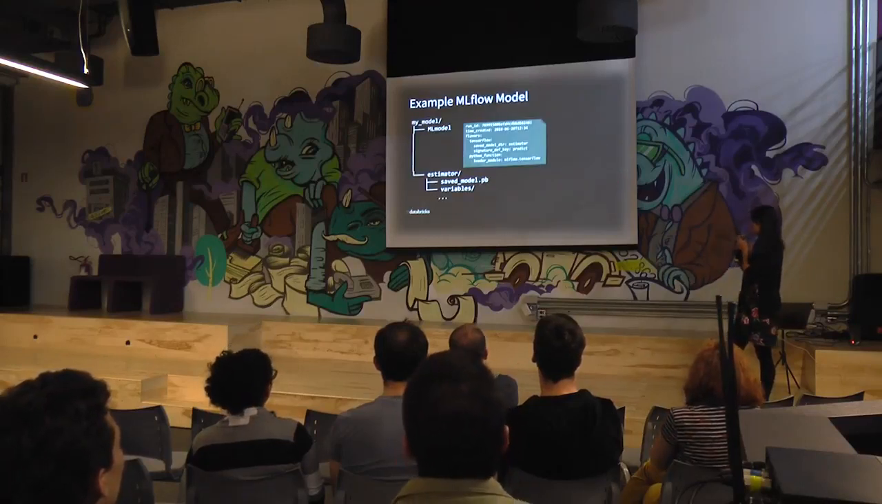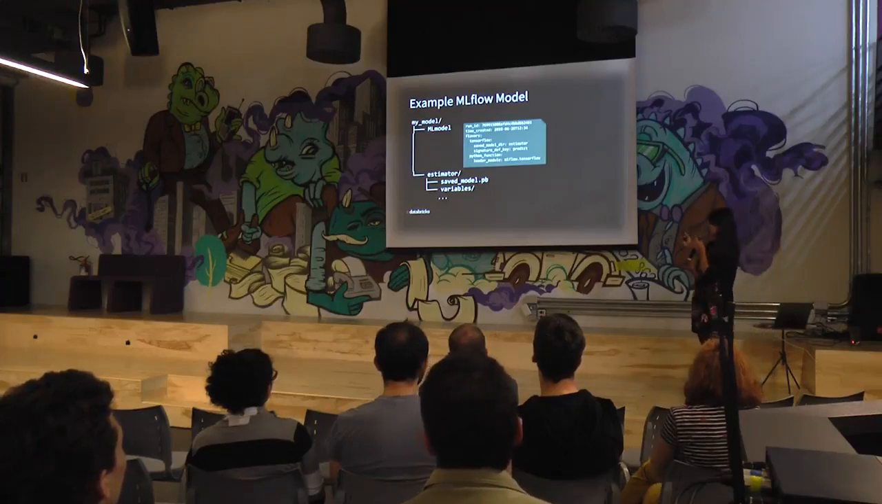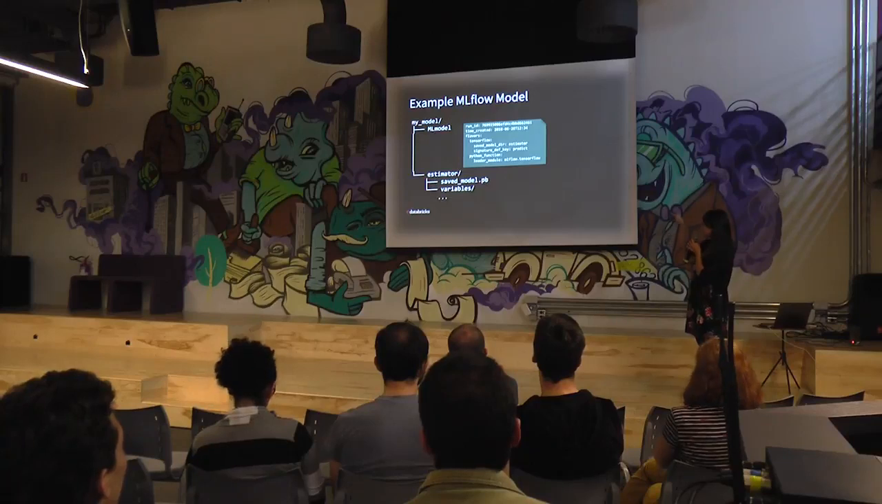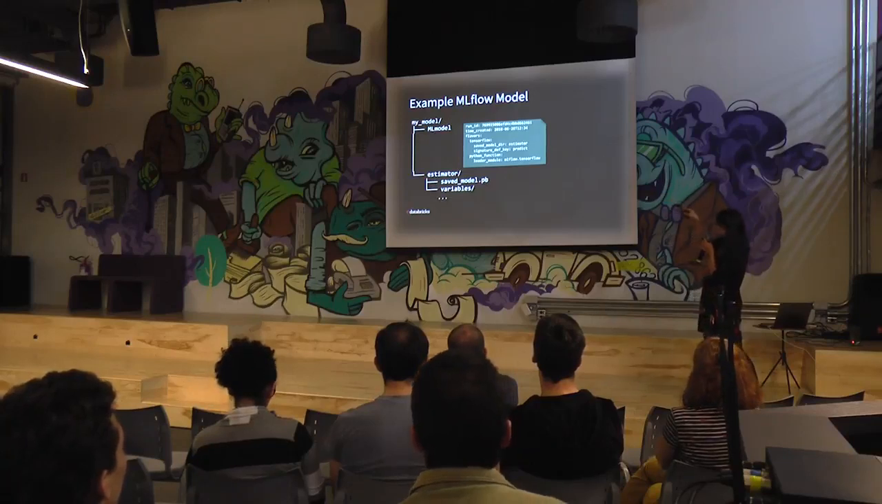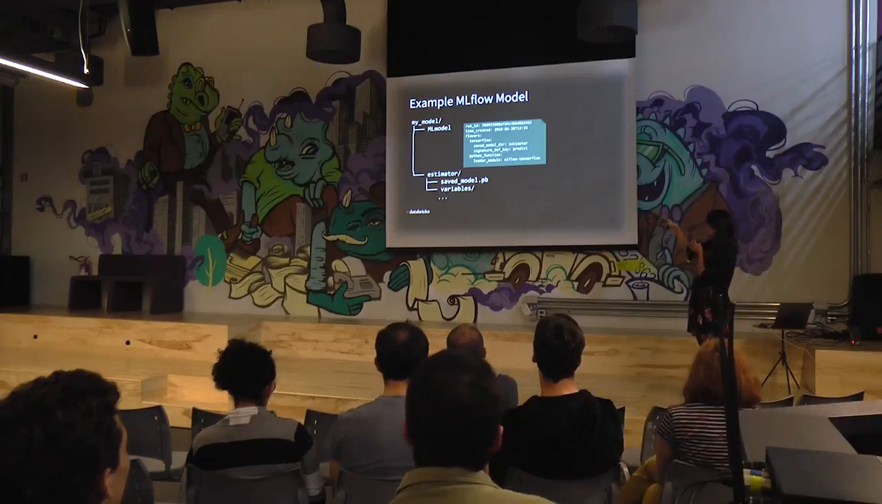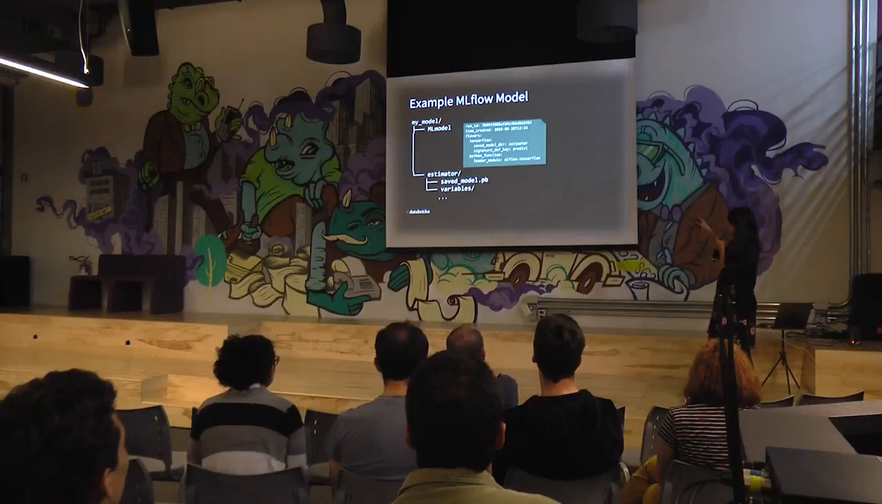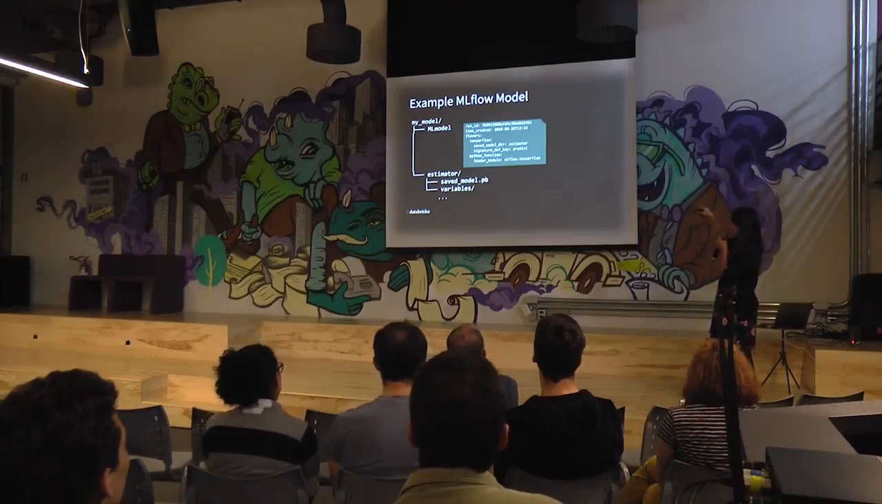So this is an example MLflow model file. And in this example, you have a saved TensorFlow model. If you look at the directory structure, there's the estimator folder and a saved_model.pb file. That's the saved TensorFlow file. And if you look at the MLflow model text file, you have two different flavors. You have the TensorFlow flavor, and you also have a Python function flavor.